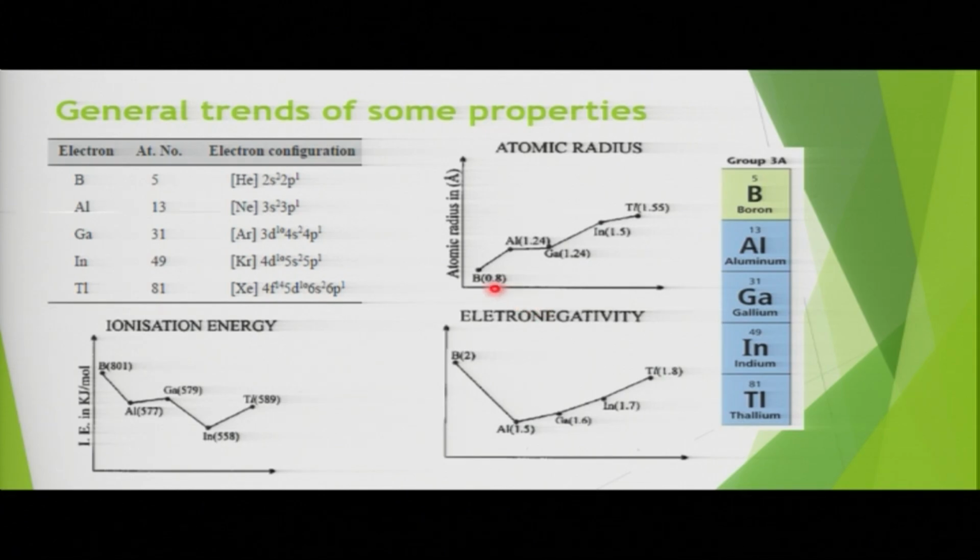You see boron has about 0.8 and thallium has 1.55. So you notice that generally, I quote that word, the atomic radius increases down the group from boron to thallium. But we have abnormal behaviors as exhibited by gallium. You notice aluminum and gallium actually have similar atomic sizes. We need to understand why.